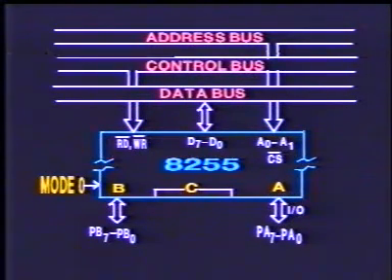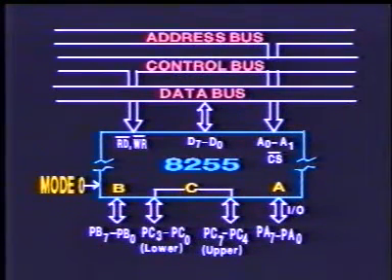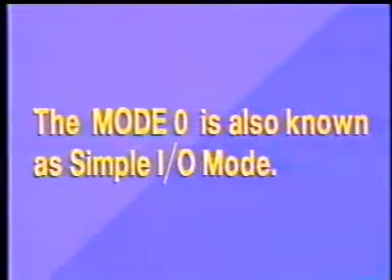However, there is a flexibility in port C. It can be divided into two 4-bit ports, the C lower and the C upper. Each of them can be set independently for input or output operation. The mode 0 is also known as simple I/O mode.